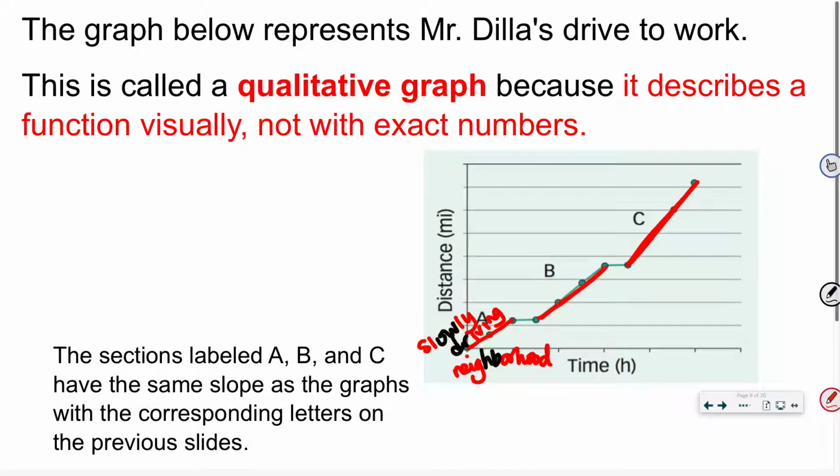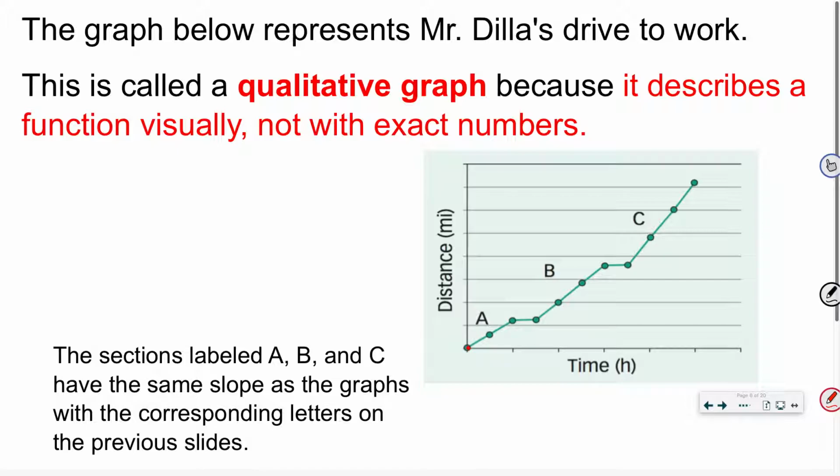So what must be happening here? He's at a stoplight. We don't need context yet, but what do you know about his driving experience? What's happening at those two moments? He is stopped. If he was slow, what would the line look like? It would be going up. It would still be going up because he'd still be driving distance. So this would be a stop.